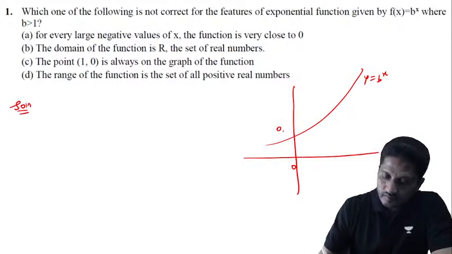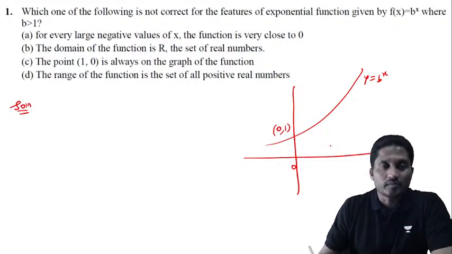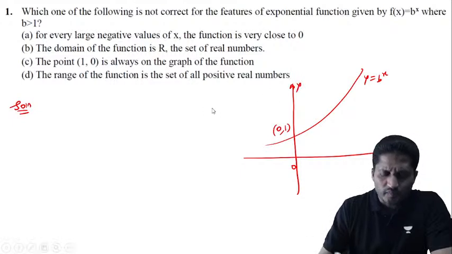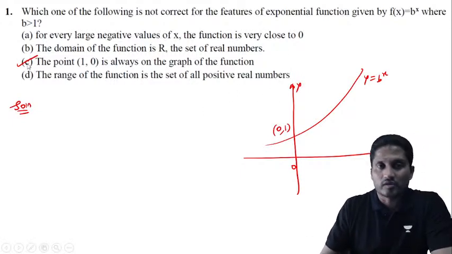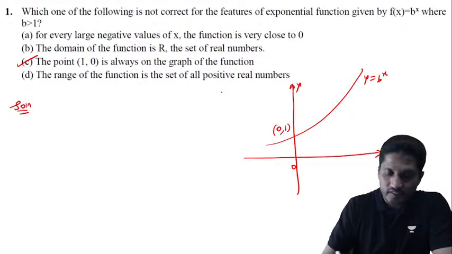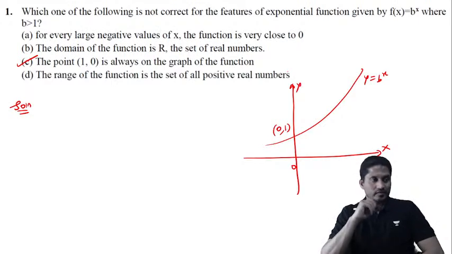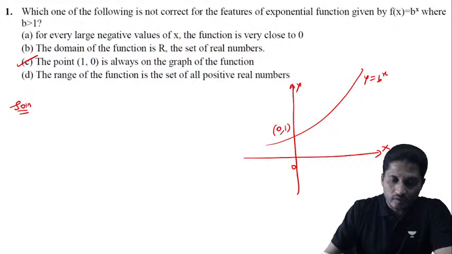This will cut at 0 comma 1 only. Right, it doesn't cut at 1 comma 0. So point 1 comma 0, so this is x, this is y. The point 1 comma 0 is always in the graph. This is false, remaining all are true because the range of the function is the set of positive real numbers. B power x is always positive. You understand? B power x cannot be negative. Obviously that is true. Domain of the function is the set of real numbers. This is true. Even this is true.